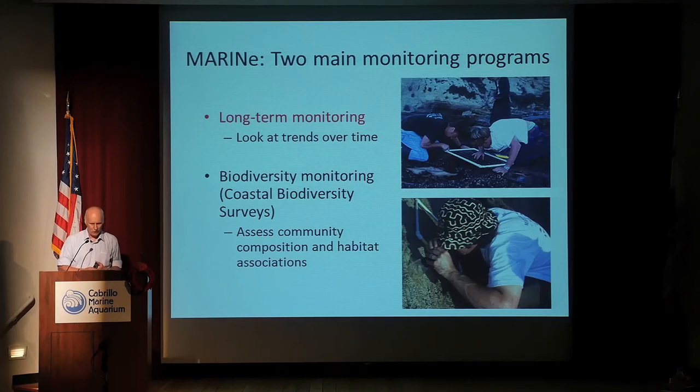The other one is biodiversity monitoring, called a bunch of different things, but right now we're calling it coastal biodiversity surveys. That is a complement to the long-term monitoring, a broader view, but it's so intensive that we can't do it very often. It tells us a lot about the community composition and the associations of different species with the habitats. Just in the interest of time, I'm not going to say anything more about the biodiversity surveys, although they're giving us a lot of useful and interesting information too. I'm going to focus on the long-term monitoring.